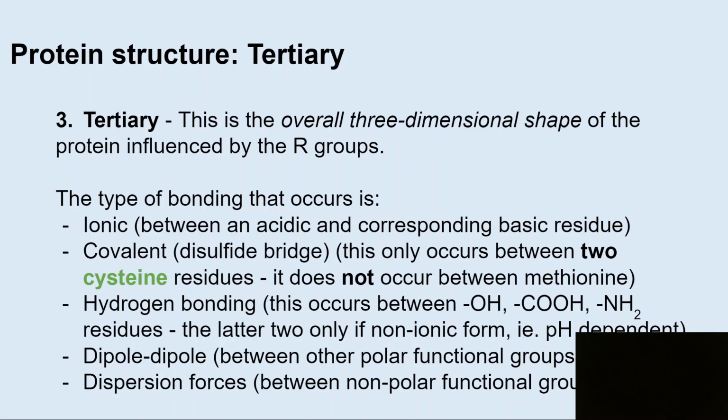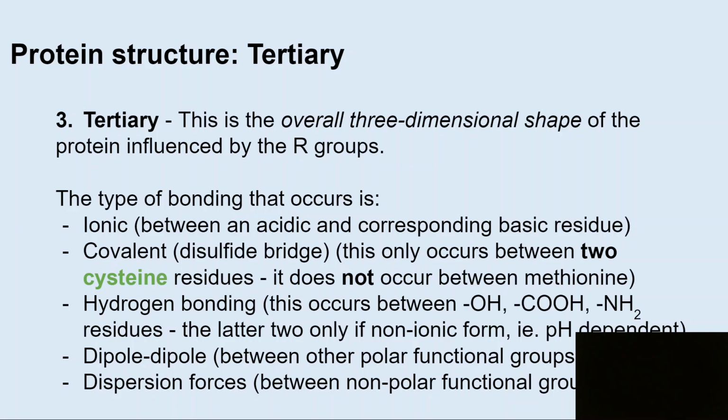Tertiary structure is the overall 3D shape, and this is created by the type of bonding between the R groups. So let's build this back up. Primary: order of amino acids, covalent bonding. Secondary structures: hydrogen bonding between amide links. Tertiary structure: overall 3D shape, influenced by the type of bonding occurring between the R groups. And there are lots of different types of bonding that occur.